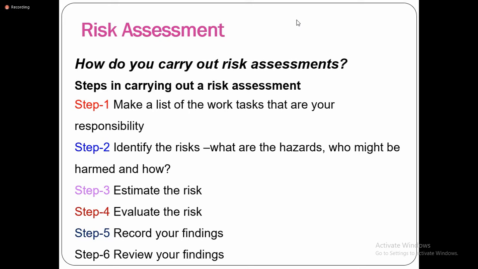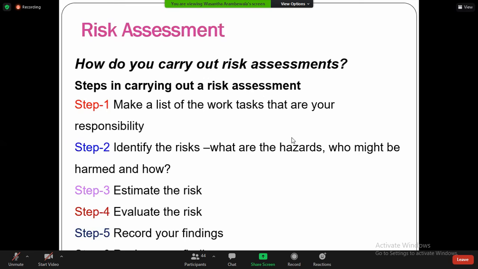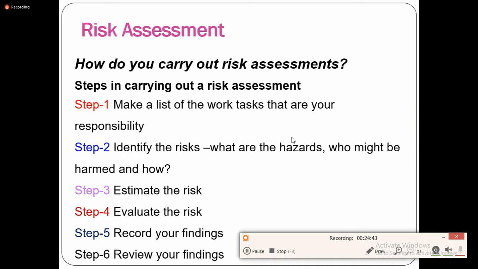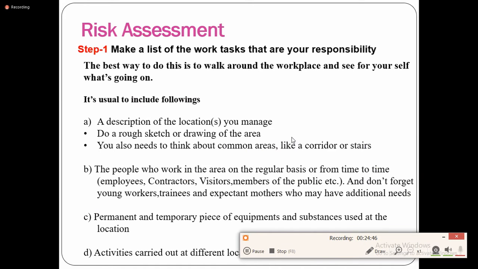Then thereafter, record your findings. Based on that, what sort of existing controls and further controls you have to put in place and so on. You record the findings. Thereafter, you will review your findings, right? You will review it sometimes once in a year, or maybe once in 6 months, or maybe once in 3 months, or maybe when there are any accidents and so on, you will review it, all right? Those are the 6 steps of carrying out the assessment, all right? We will go step by step, in detail on this.